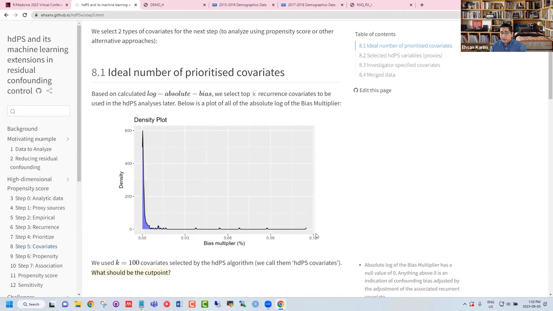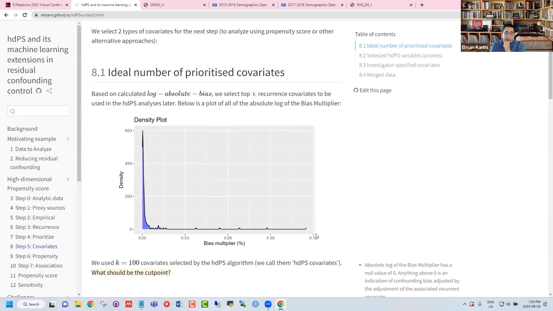In the literature, however, there is no particular cut point that is proposed for the log absolute bias. So for example, for the SMD, or the standardized mean difference, there is an established cut point of 0.1 to determine whether a variable is balanced or imbalanced. But in the high dimensional propensity score algorithm, or in the context of the log absolute bias, there is no cut point that was proposed.